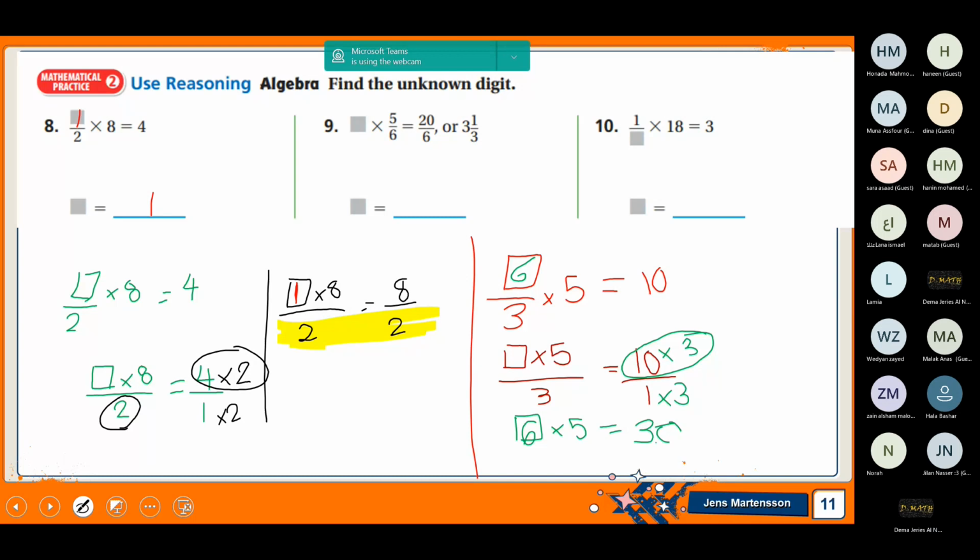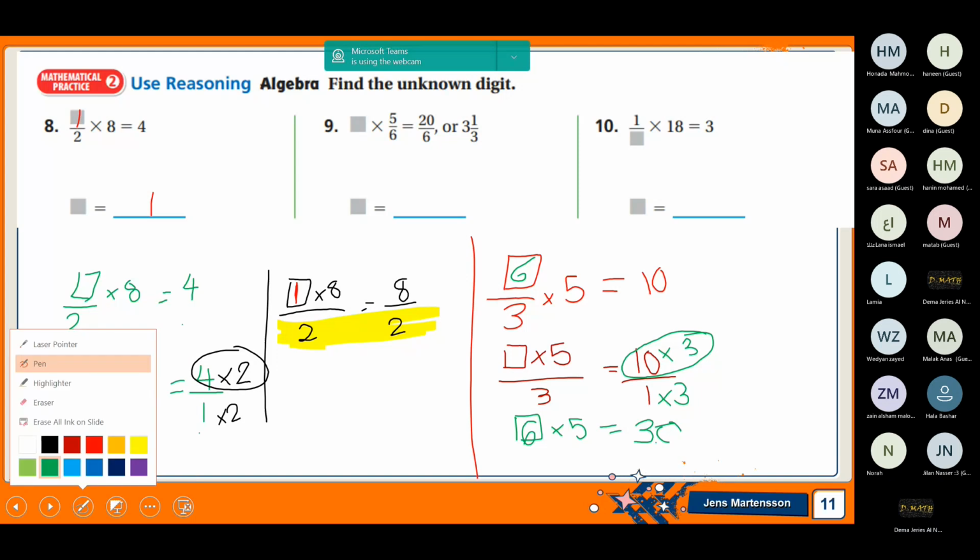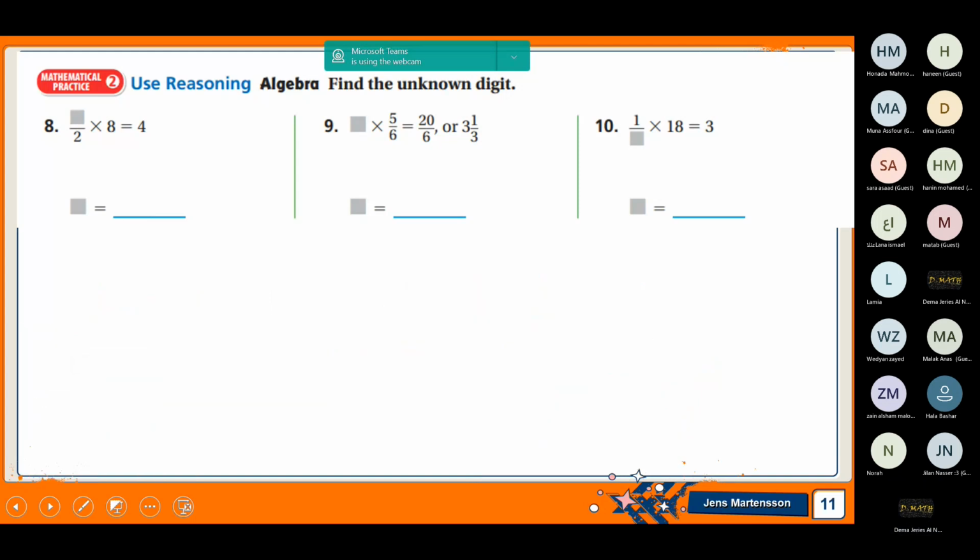Did you finish? Yes. Now number 9. There is a whole number. You multiply it by 5 over 6. It gives you 20 over 6. So what is the number?